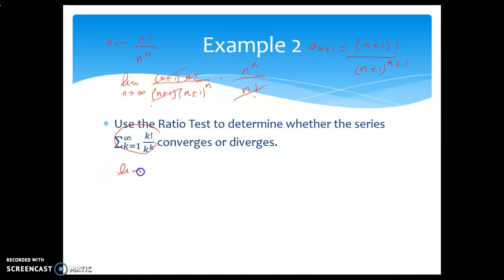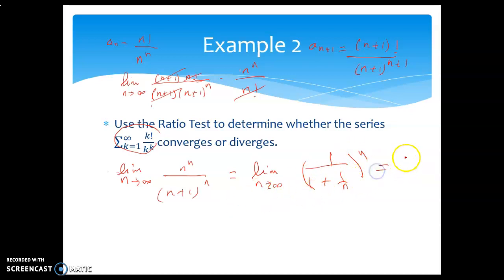So then we have the limit as n goes to infinity of n raised to the power of n over (n plus 1) raised to the power of n, and that is going to be the limit as n goes to infinity of 1 over (1 plus 1 over n) raised to the power of n. This is equal to 1 over e. The limit of this one here as n goes to infinity is equal to e. So this also converges.